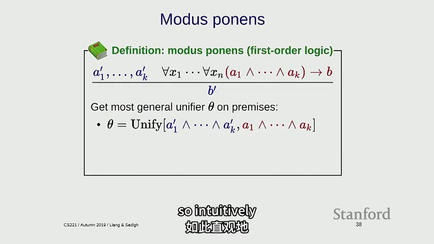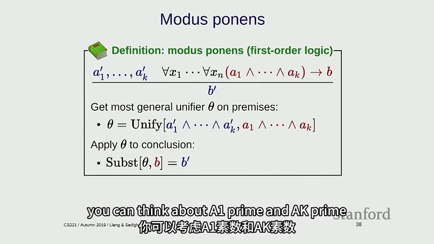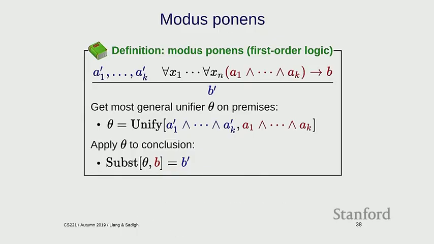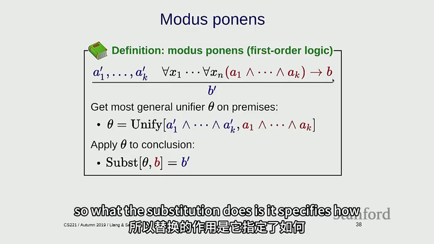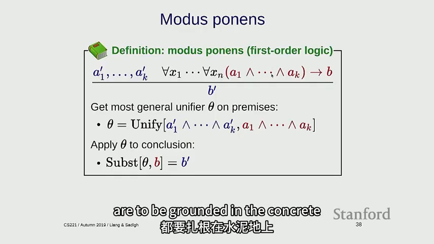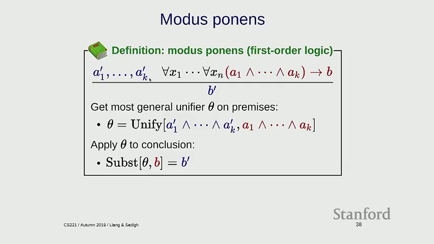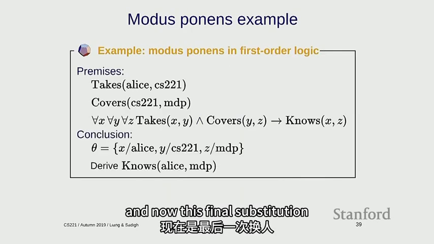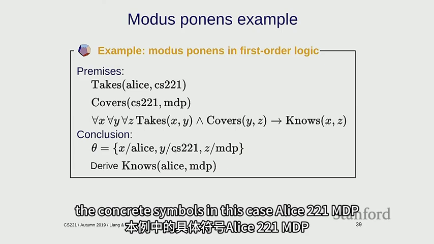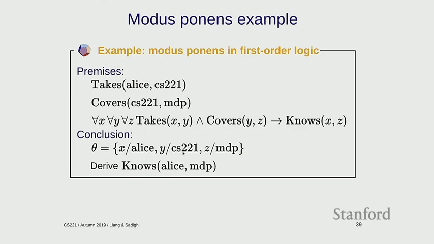So intuitively, you can think about a1 prime through ak prime as concrete knowledge you have about the world. This is a general rule. So what the substitution does is it specifies how the general variables here are to be grounded in the concrete things that you're dealing with. And now this final substitution grounds this part into the concrete symbols, in this case Alice, 221, and MDP.